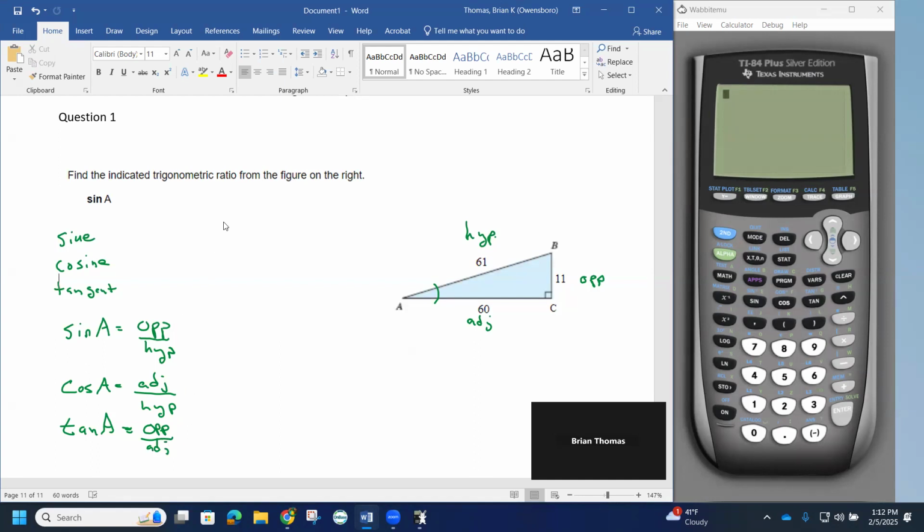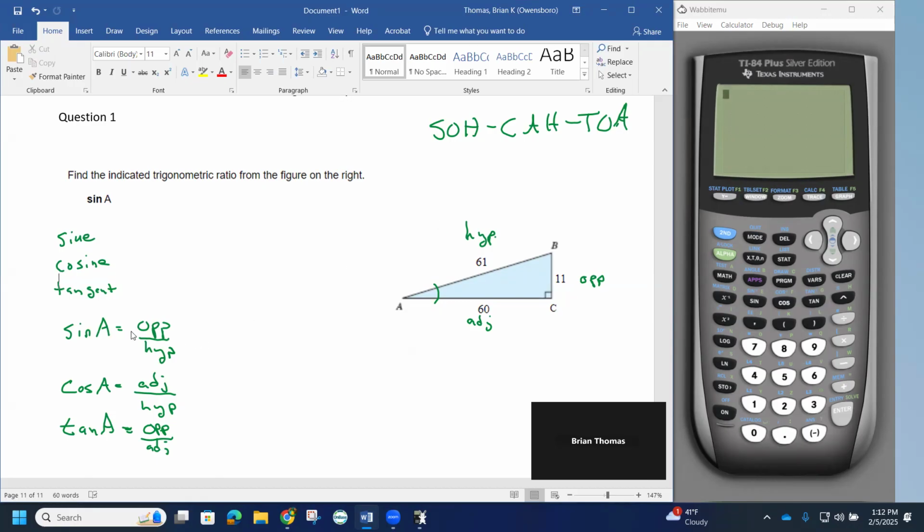So to memorize this, we use the phrase SOH CAH TOA. SOH stands for sine is equal to the opposite over the hypotenuse. CAH stands for the cosine of an angle equals the adjacent over the hypotenuse. And TOA is the tangent is equal to the opposite over the adjacent. So we have these three ratios.